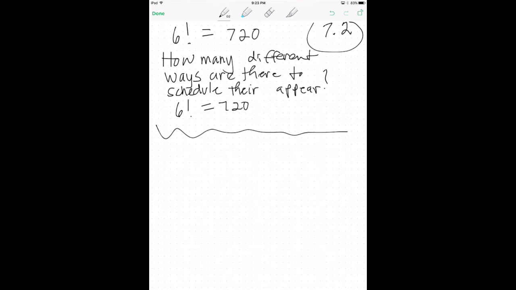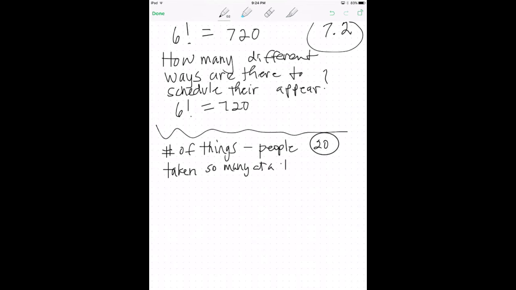So this first question, all it says is they want to know the different ways that they can schedule, and it's just 6 people, no big deal. But this question says that we have a number of things, in this case people. There's 19 people and me, so that's a total of 20. Does everybody understand that? And taken so many at a time. In this case, it was 3 because they wanted 3 offices: the CEO, the operating manager, and the treasurer. So this is the time when you have to use the formula.